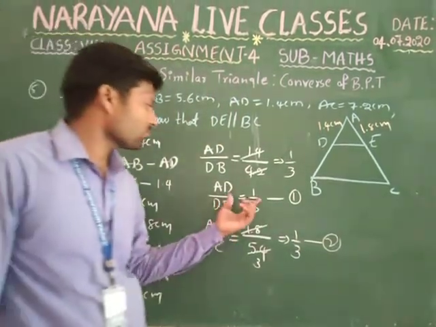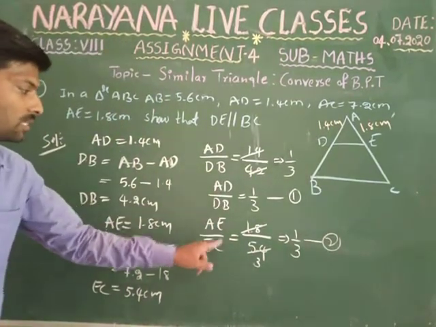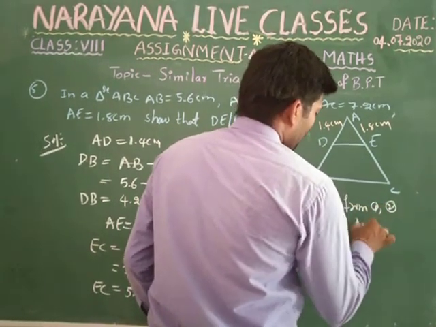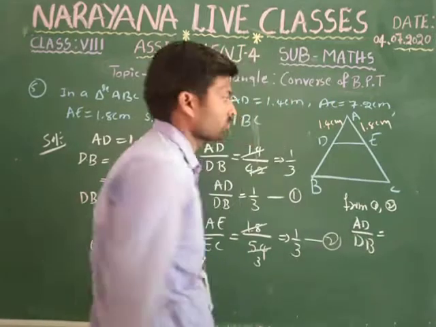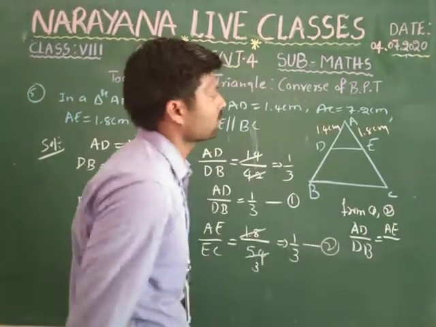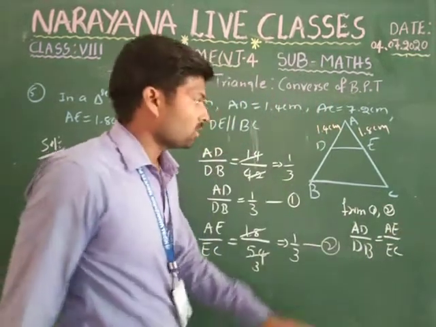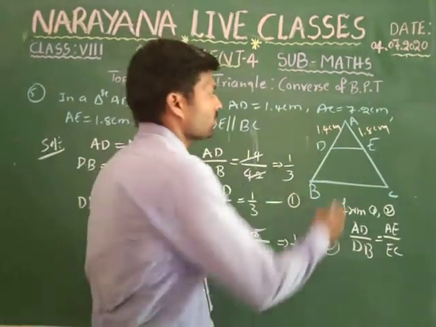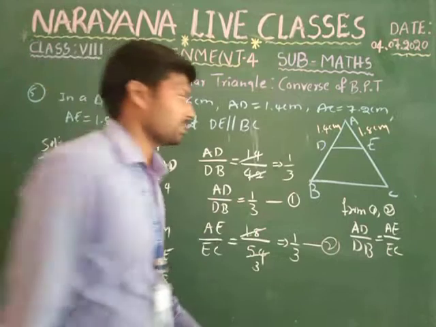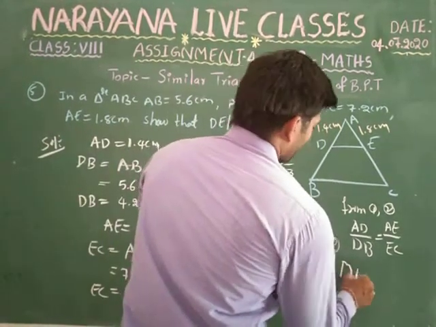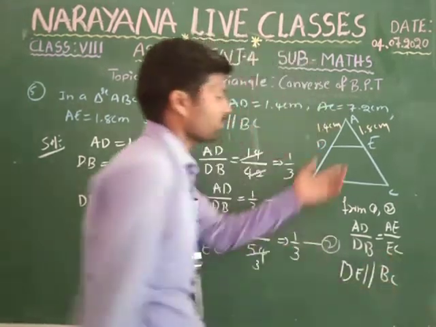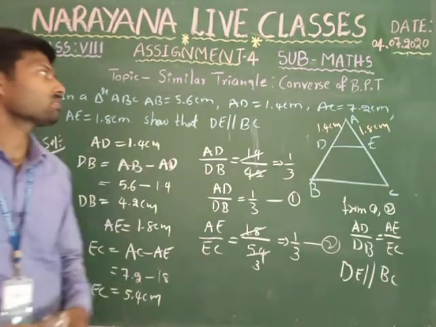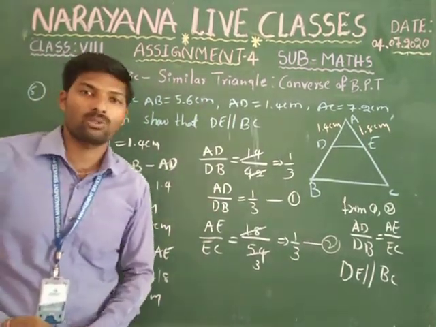From equations 1 and 2, we can equate AD by DB is equal to AE by EC. If these two corresponding sides are divided in the same ratio, then according to the converse of the basic proportionality theorem, DE is parallel to BC, the third side of the triangle. So these are today's assignment questions from similar triangles, which is the converse of the basic proportionality theorem. Thank you.